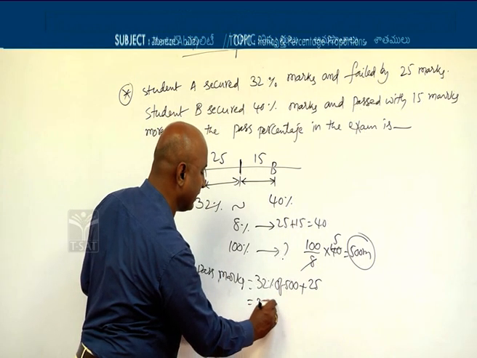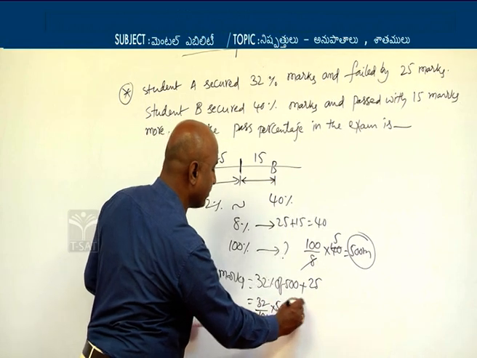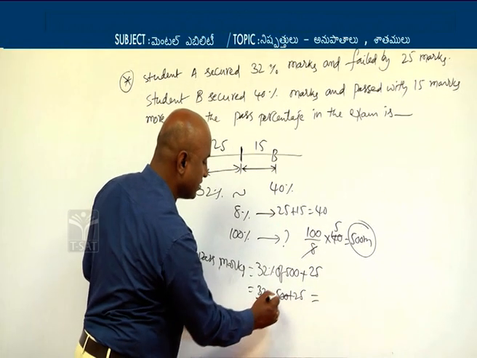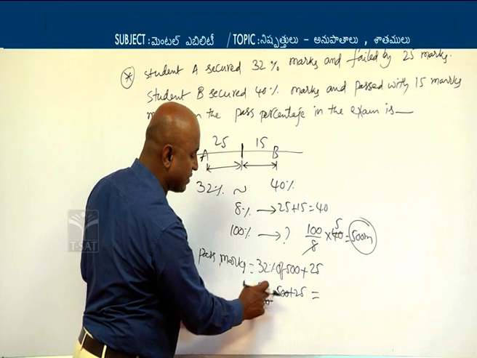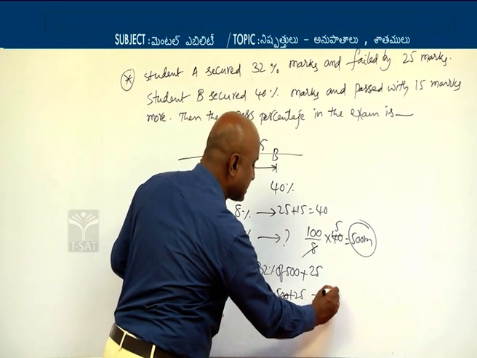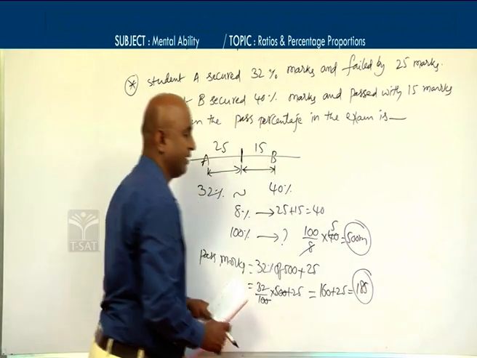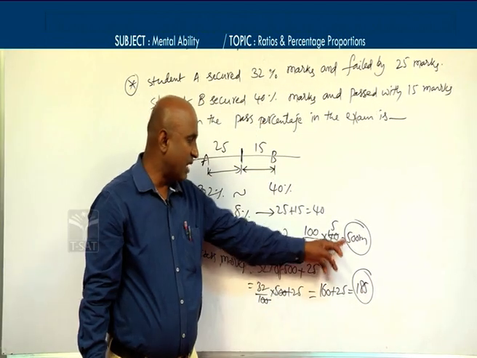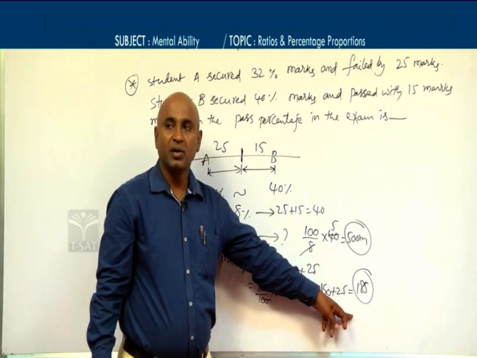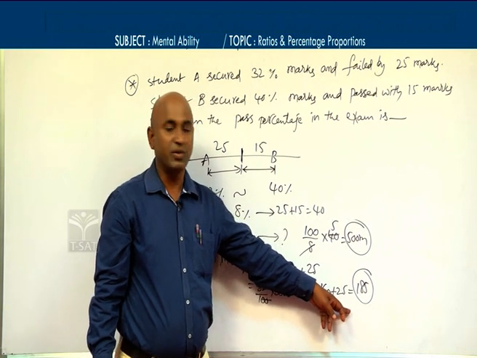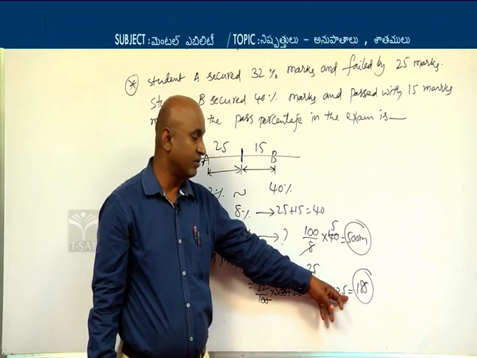దట్ ఈజ్ ఈక్వల్ టు 32/100 ఇంటూ 500 ప్లస్ 25, దట్ ఈజ్ ఈక్వల్ టు 2 సున్నాలు, 5 3లు 15, 5 2లు 10, 160 ప్లస్ 25, దట్ ఈజ్ ఈక్వల్ టు 185 మార్కులు రావాలి పాస్ కావాలంటే. 500 మార్కులు 100%కి సమానం అయితే 185 మార్కులు ఎంత శాతానికి సమానం అవుతాయి? దట్ ఈజ్ ద వాల్యూ టు బి ఫౌండ్ అవుట్.